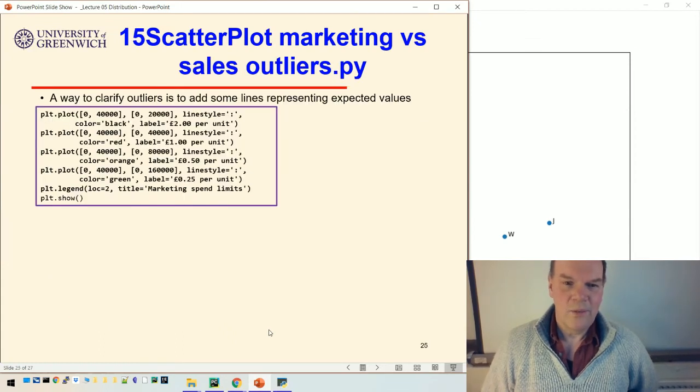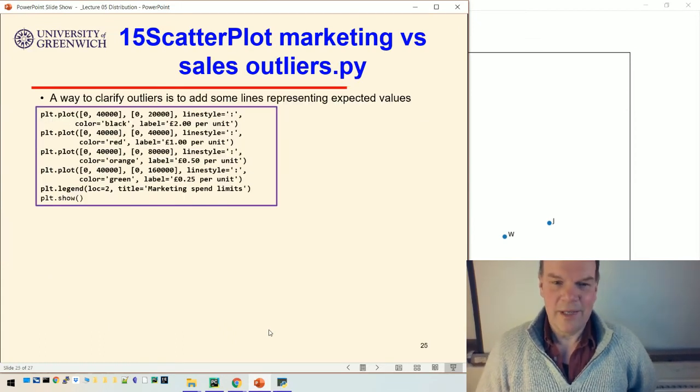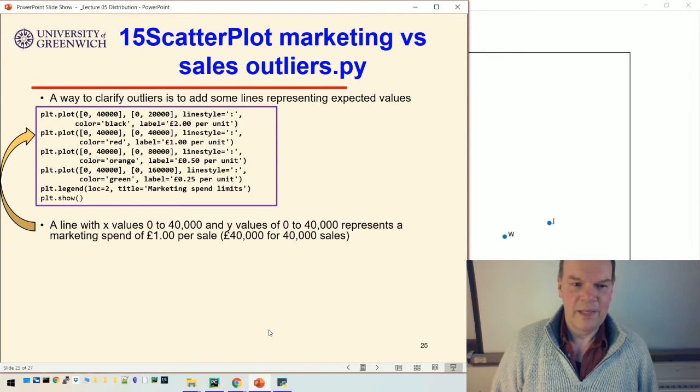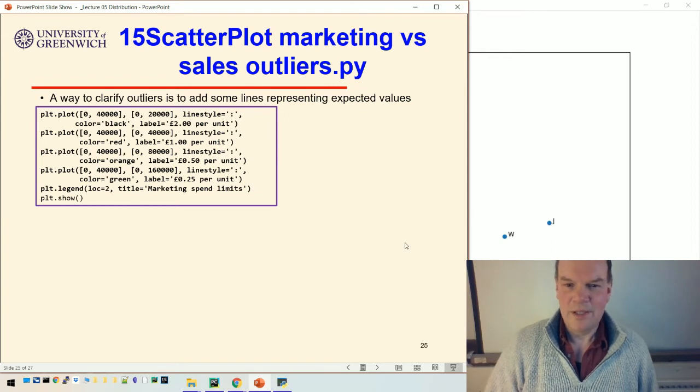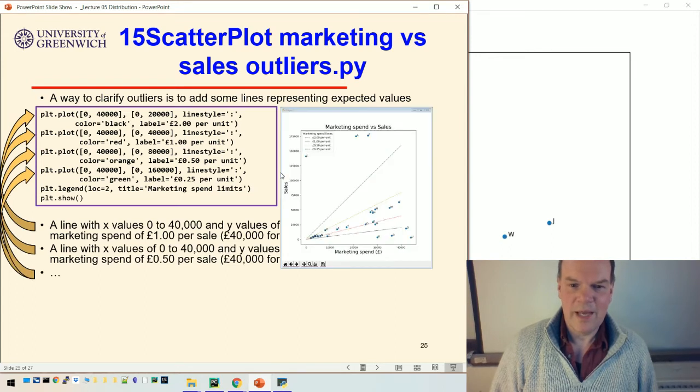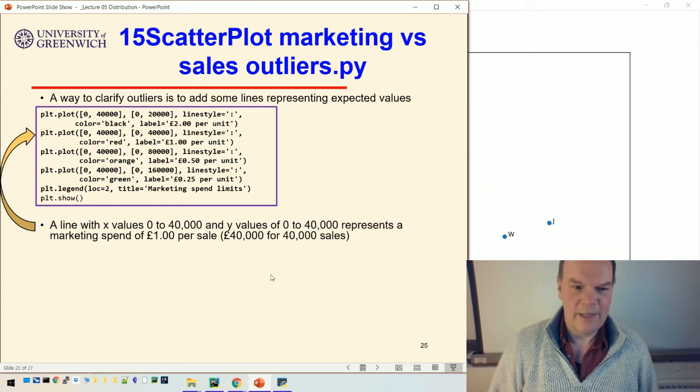So one way to identify outliers is to put some lines representing expected values, and this is what this code is doing here. So I'm trying to put lines on this graph. Let me show you the final picture actually before I explain it. So that's what the chart is going to look like. These lines showing expected values. So let me go back then and explain.